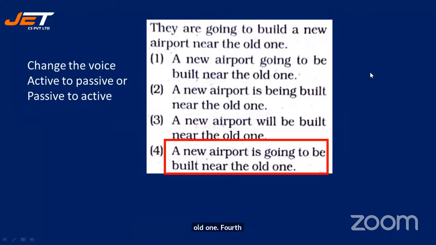All right. So being the first sentence, let's see the answer. So here the correct answer is option 4. A new airport is going to be built near the old one. Right? So they are going to build. So it is something like it has not happened. So it may happen in future. Right? So it is going to be built. Fine?